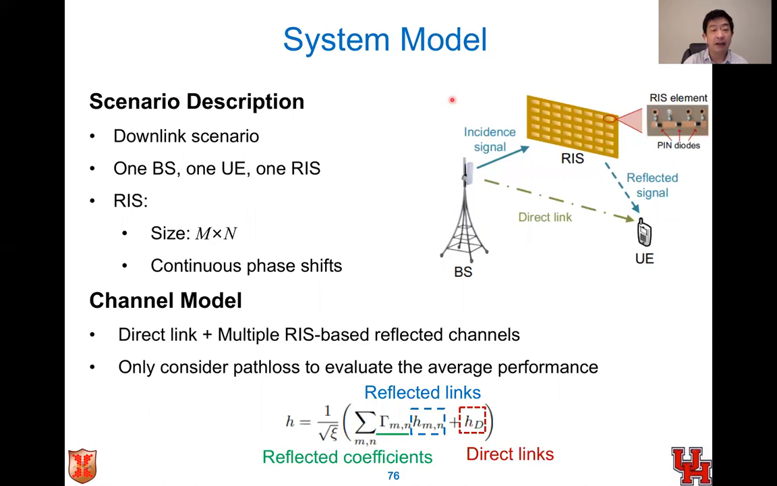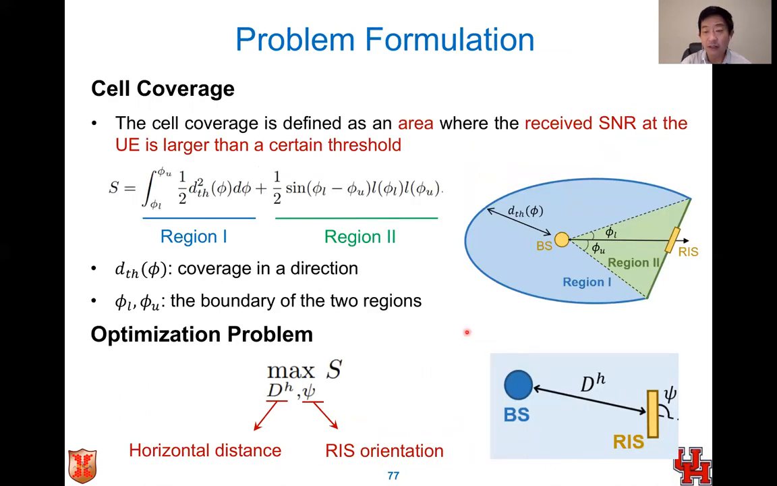Here we have our downlink scenario, with the RIS and a direct link, a line of sight and a reflection path. The channel model has a direct link and a very strong multipath. We only consider path loss to evaluate the average performance. This is the direct link, this is the reflection, and this is the reflection factor. The cell coverage is defined as the area where the received signal-to-noise ratio is greater than a certain threshold.